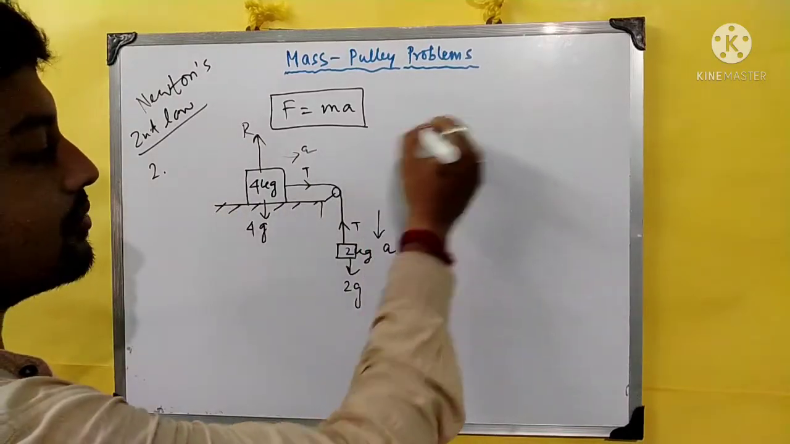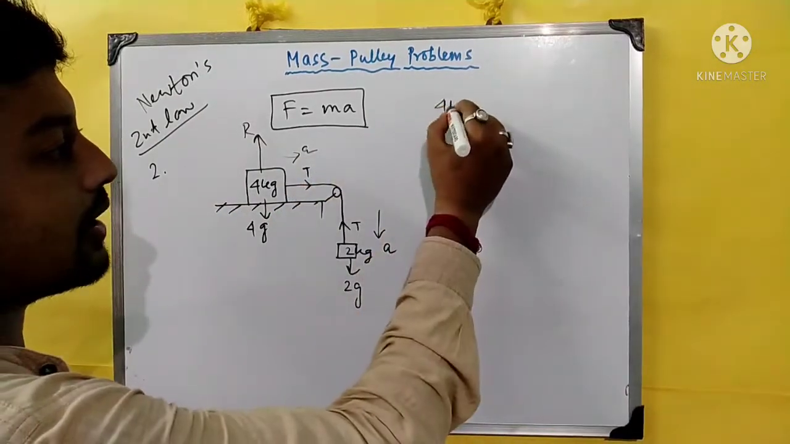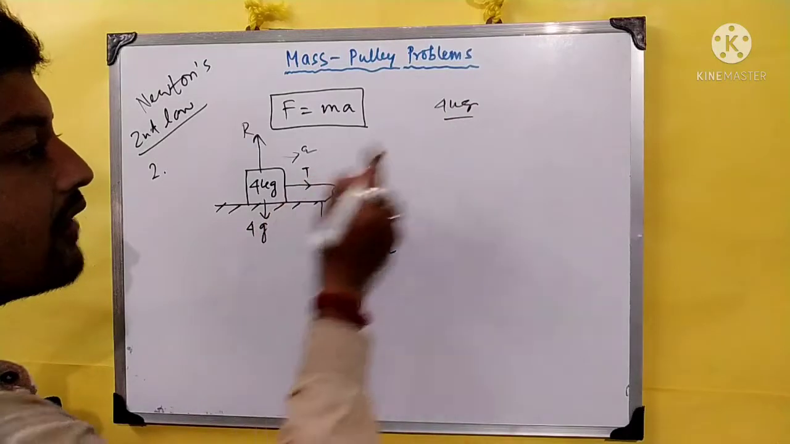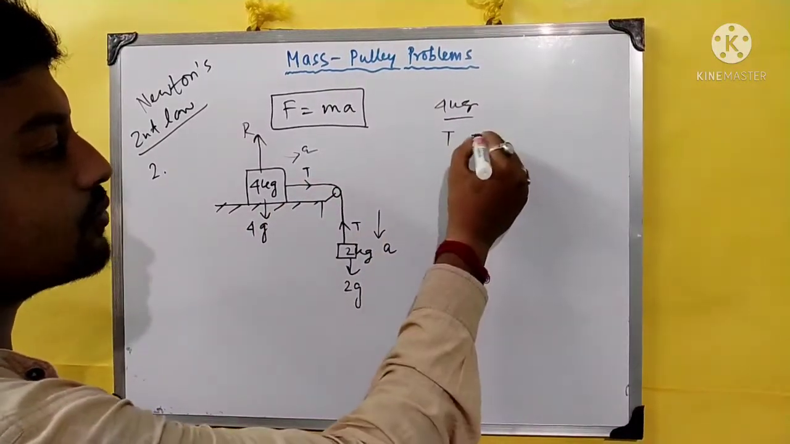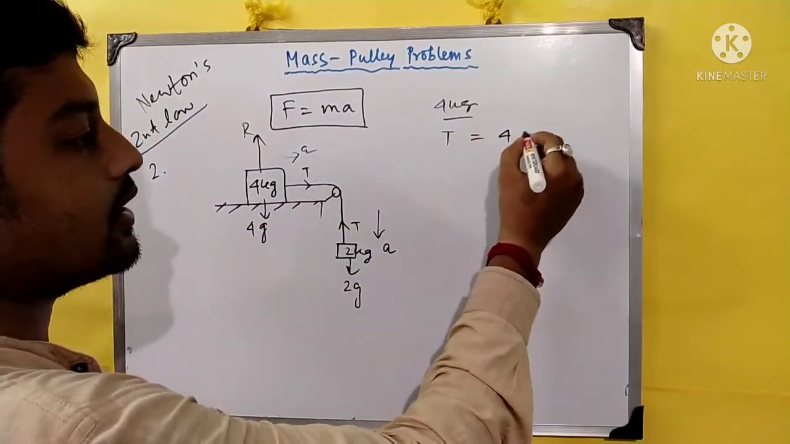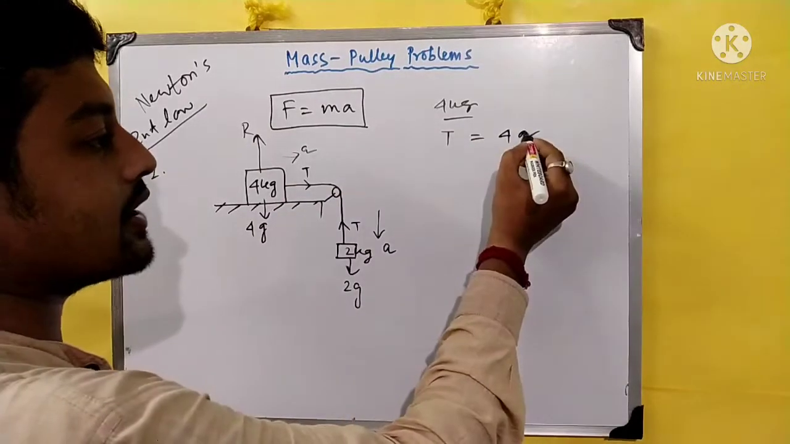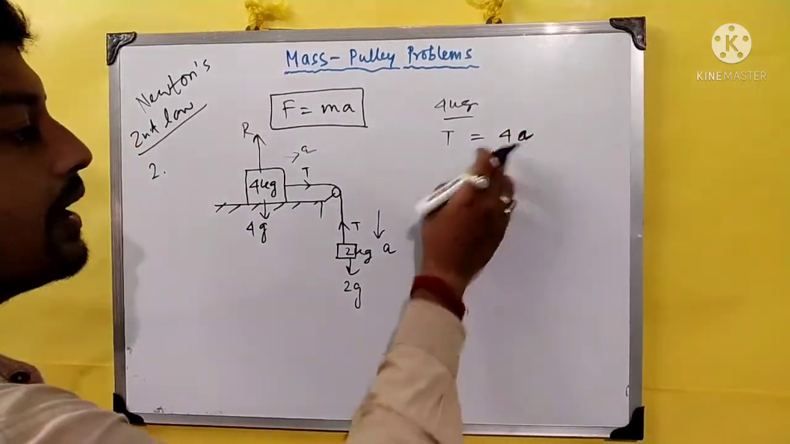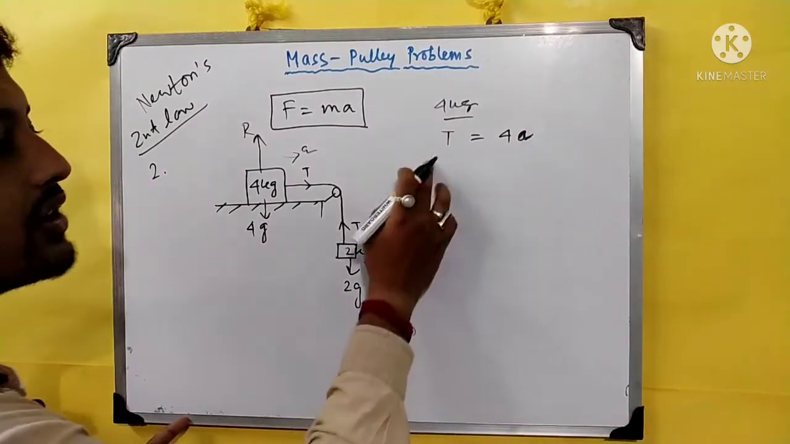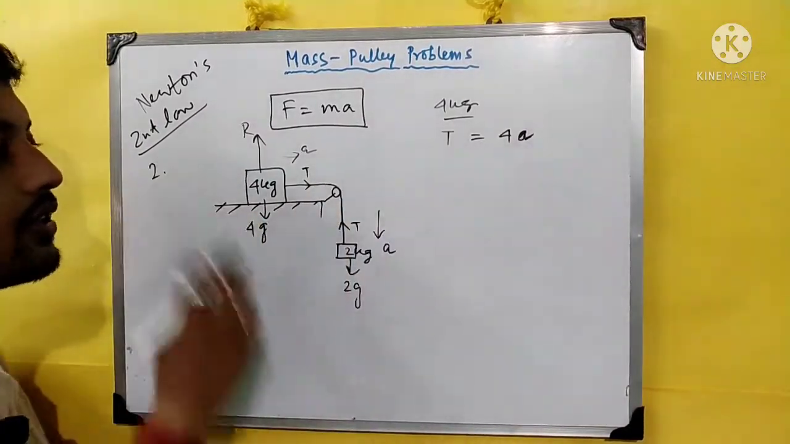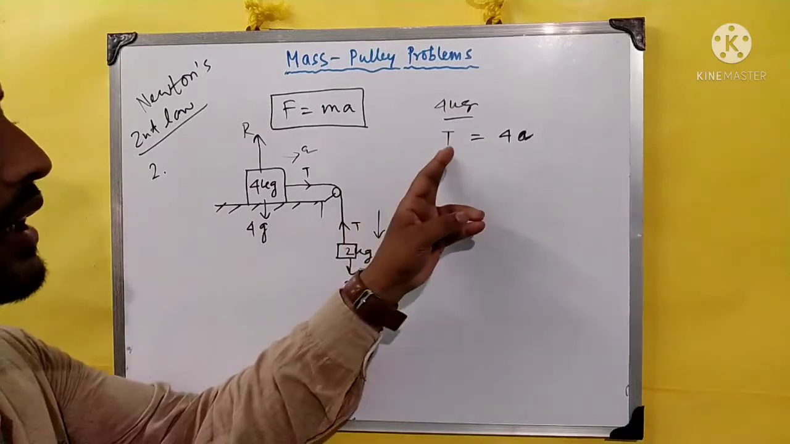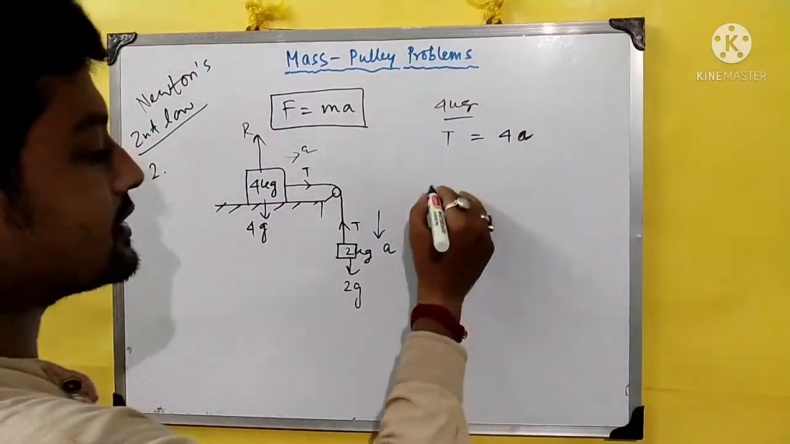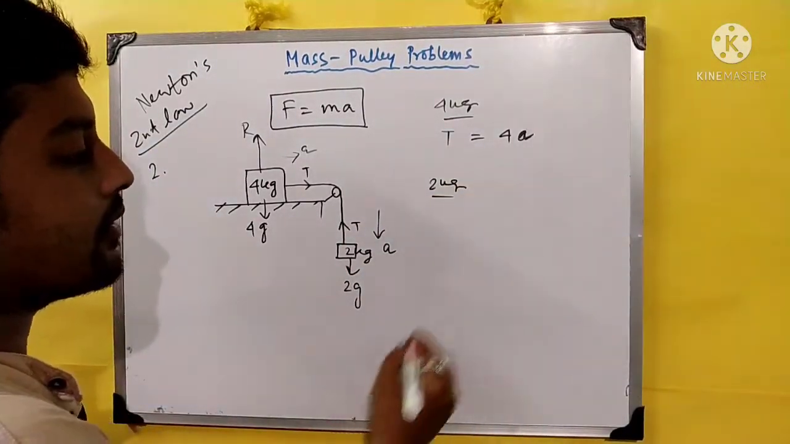For the 4 kg mass, it will be only the effect of tension which is moving it. There will be mass multiplied with the acceleration a, which equals T, the tension force. For this 2 kg mass, what will happen?